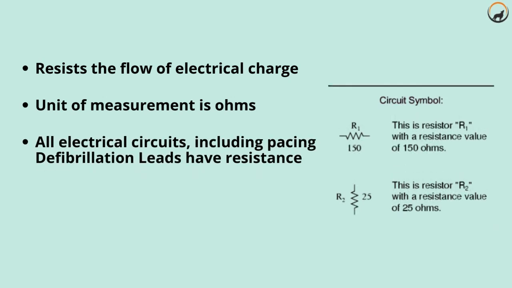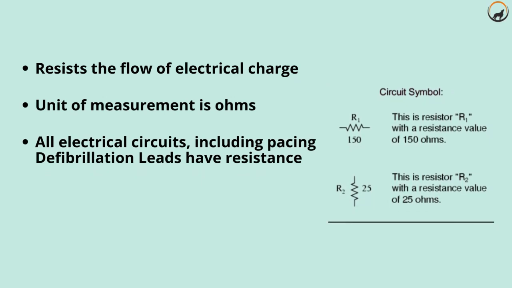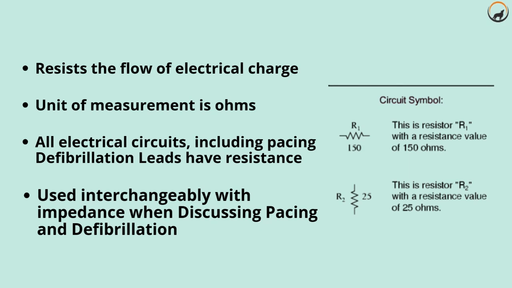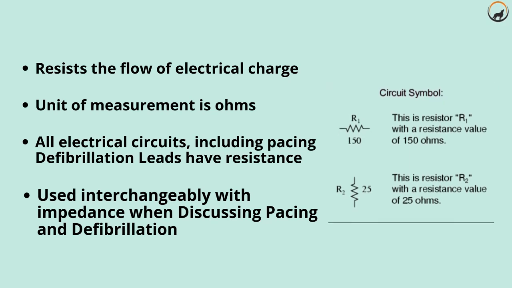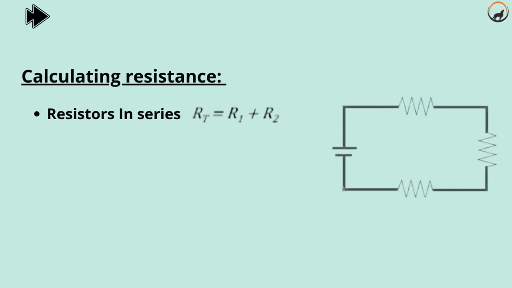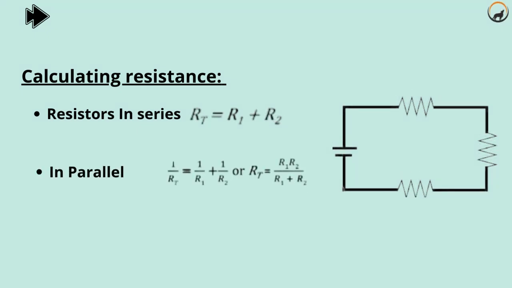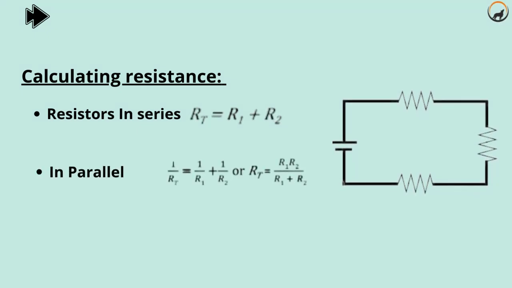All electrical circuits, including pacing and defibrillation leads, have resistance. Resistance is used interchangeably with impedance when discussing pacing and defibrillation. Here is the formula for calculating the resistance. In a series circuit, the current through each of the components is the same, and the voltage across the circuit is the sum of voltage across each component. In a parallel circuit, the voltage across each of the components is the same, and the total current is the sum of the current through each component.